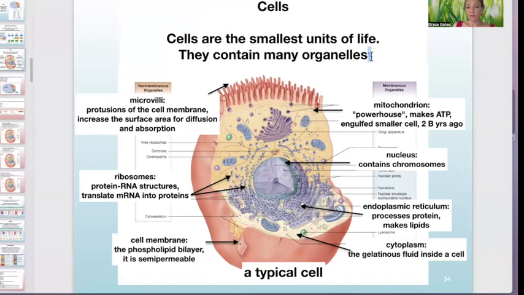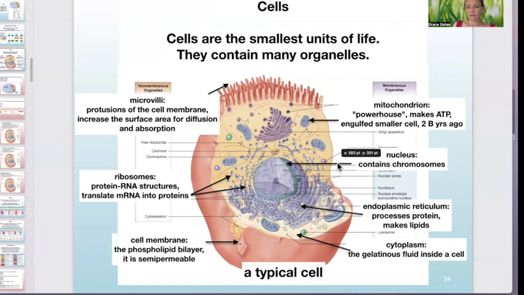They contain many organelles. And here are all of the organelles that you need for anatomy class, but I would like you to remind yourself of them because you do need to be fluent in understanding what they are for anatomy class, even though we don't review them. So, of course, mitochondria are the powerhouse of the cell. They make ATP, and it's thought that mitochondria engulfed smaller cells, and that may have happened 2 billion years ago. The nucleus contains chromosomes.